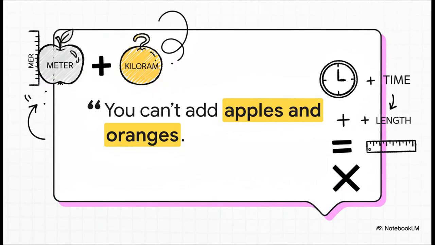And that first rule really just boils down to that old saying, right? You can't add apples and oranges. It's just common sense. You can't add 5 meters to 10 kilograms and get anything meaningful. In physics, you can't add a length to a time. Every term in your equation has to be the same kind of fruit.